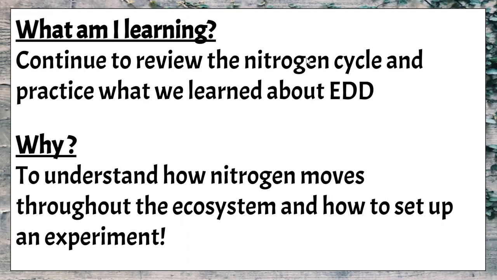All right. What are we learning today? We're going to continue to review the nitrogen cycle, and we're going to practice what we have learned about the experimental design diagram. Why are we doing that? We want to understand how nitrogen moves throughout an ecosystem. Nitrogen goes in and out through biotic and abiotic sections of the ecosystem. And we also want to remember how to set up a proper experiment.